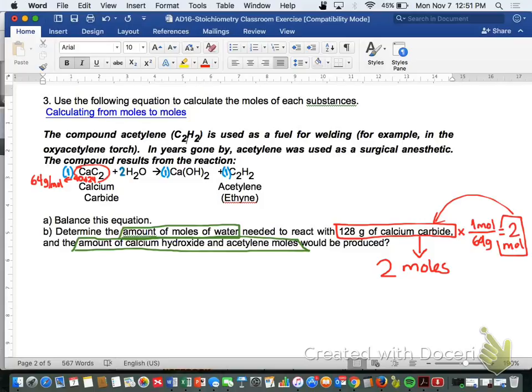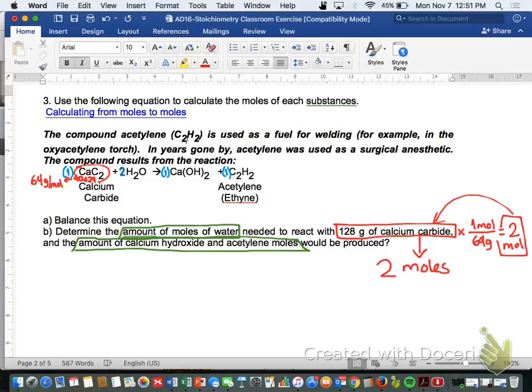I have 2 moles of calcium carbide. I can do it mentally. You're going to make 2. If you have 1 calcium carbide, which makes 1 and 1, 2 will make 2. So it is very easy to do just by observing the problem.